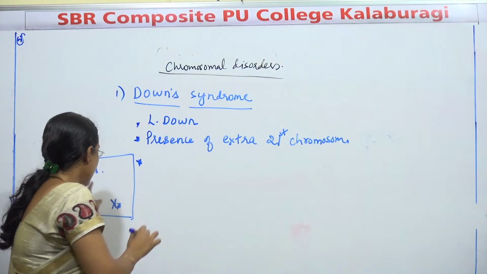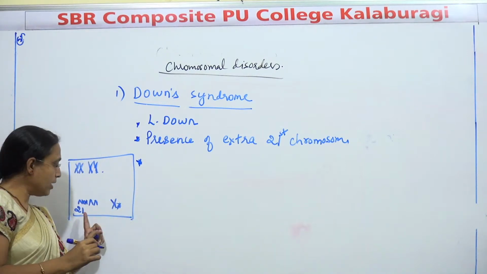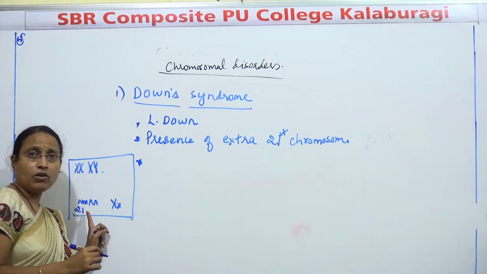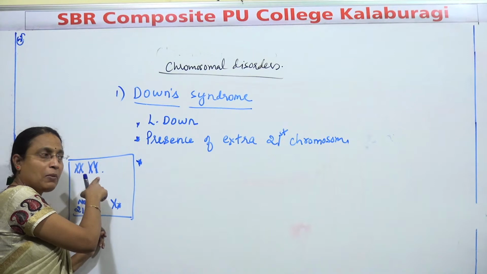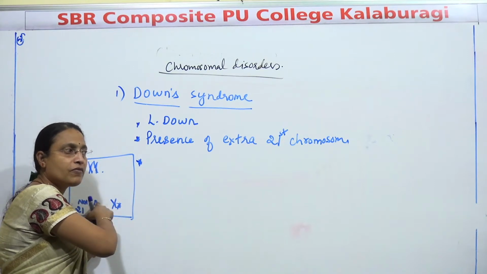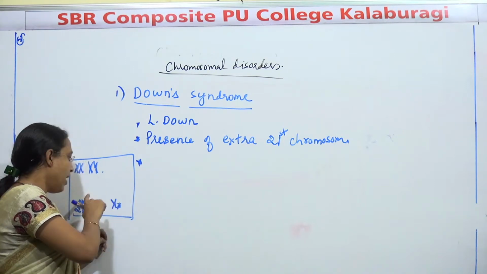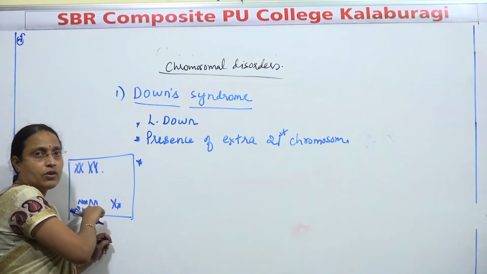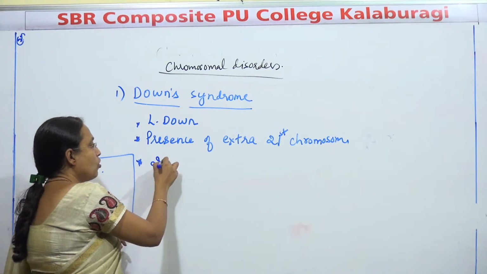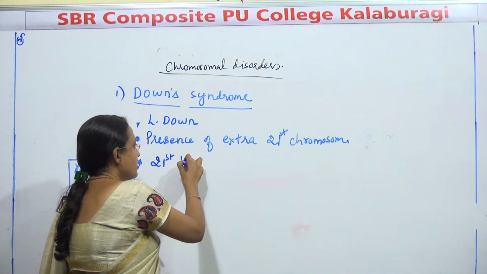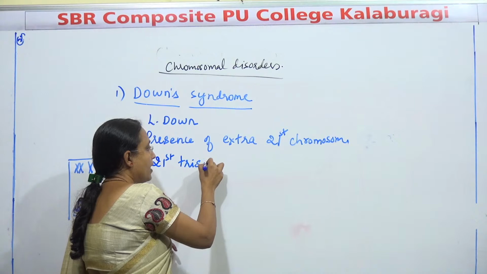So is it a trisomy of all chromosomes or only the 21st chromosome? It is a trisomy of only the 21st chromosome. The first pair is normal, the second pair is normal, all the pairs of chromosomes are normal except for the 21st chromosome. Instead of the normal 2, there are 3. So therefore it is also called 21st trisomy.